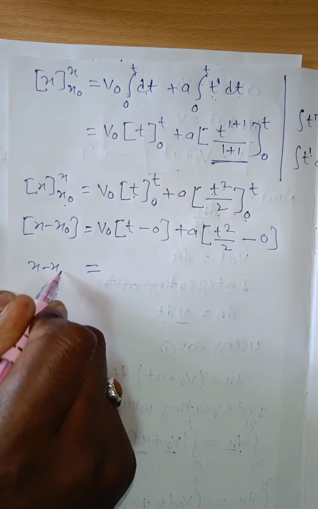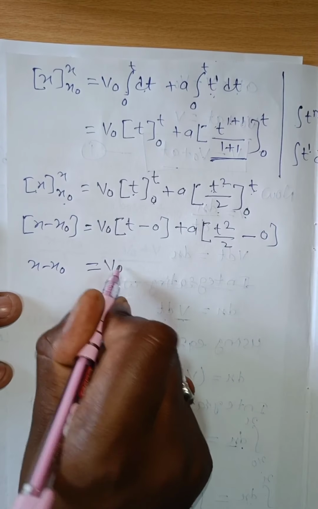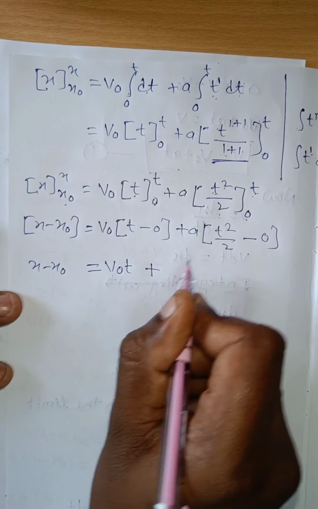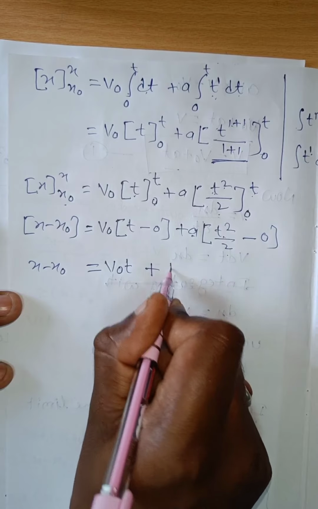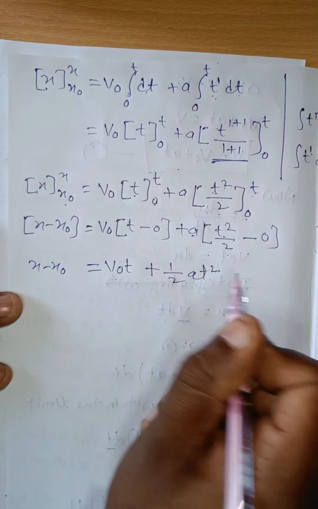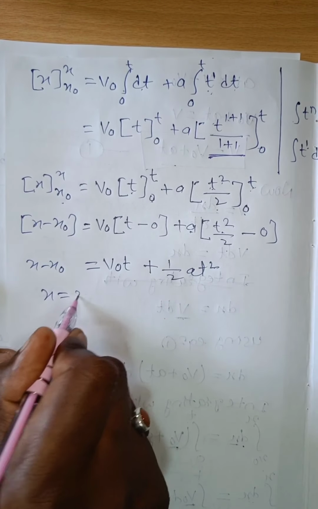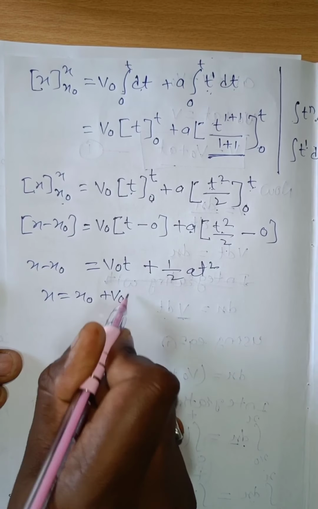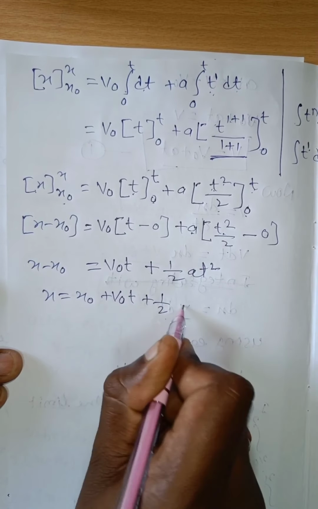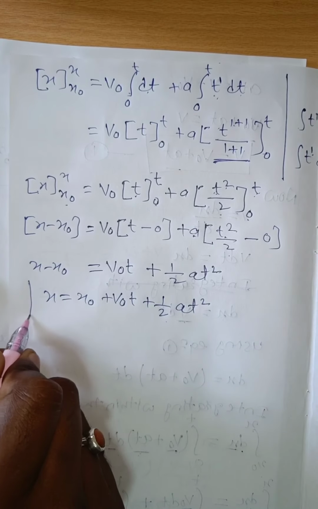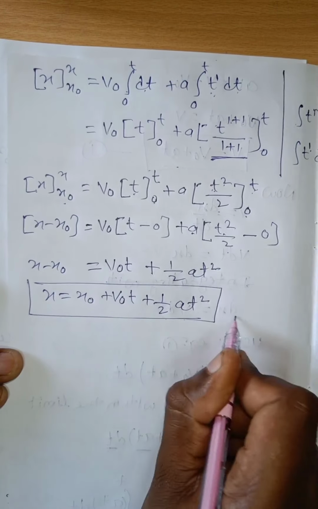Then we get x minus x naught is equal to v naught t plus a into t square by 2, that is half a t square. So x is equal to x naught plus v naught t plus half a t square. This is the second kinematic equation.